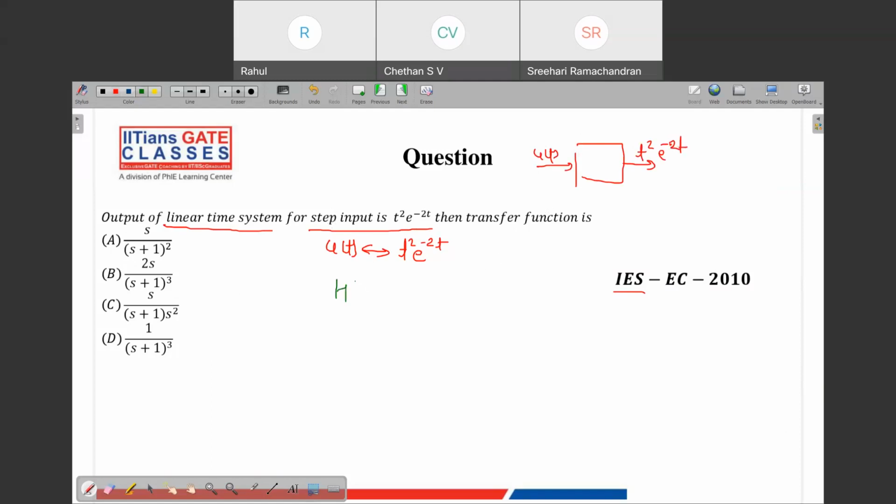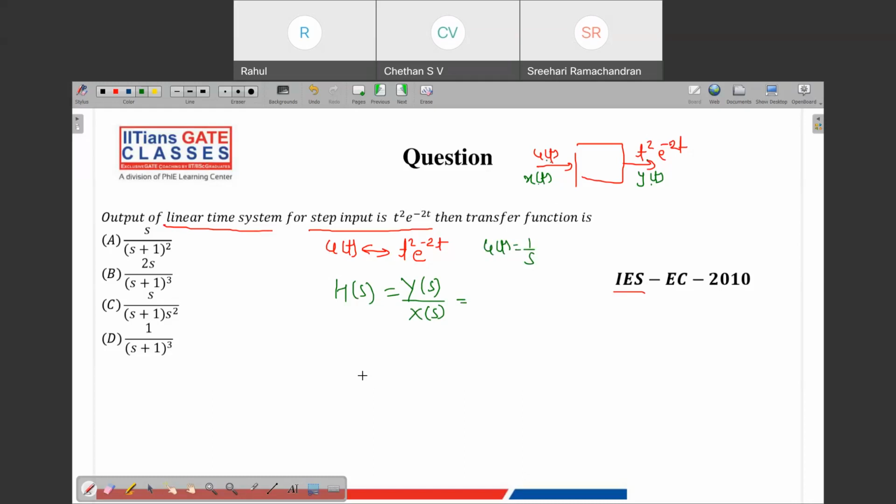Now H(s) is given as the transfer function, Y(s) divided by X(s). We know what x(t) is, we know what y(t) is. We can calculate the Laplace transform of x(t) and the Laplace transform of y(t), and just divide these two to get the transfer function. The Laplace transform of u(t) is very simple: it is 1 by s.